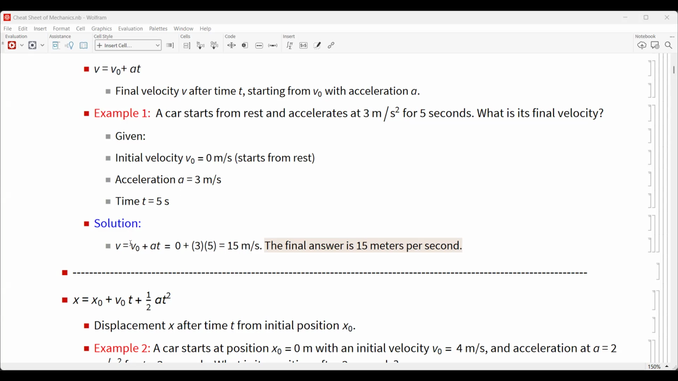So by substitution here, v sub 0 plus at. So the initial velocity equals 0, acceleration equal to 3, the time interval is equal to 5 seconds. So that is equal to 15 meters per second. So the final velocity is 15 meters per second.